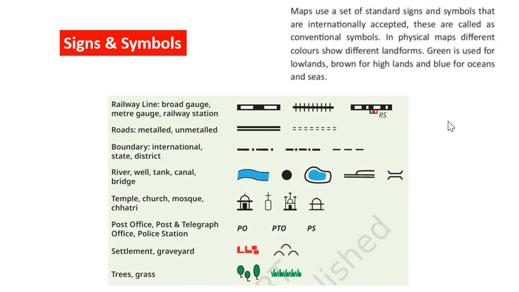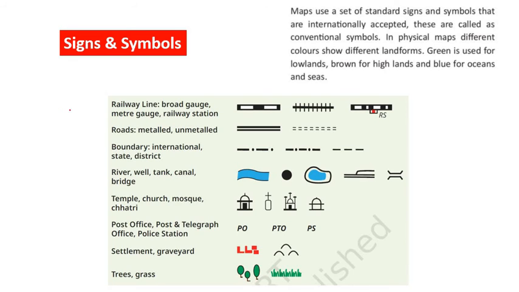Next, the third component of a map, which is signs and symbols. Maps use a set of standard signs and symbols that are internationally accepted. These are called the conventional symbols. In physical maps, different colors show different landforms. Green is used for lowland, brown for highlands, blue for oceans and seas, and so on.